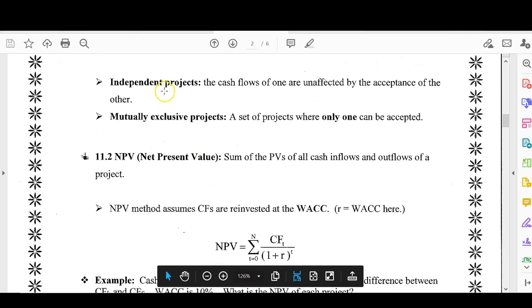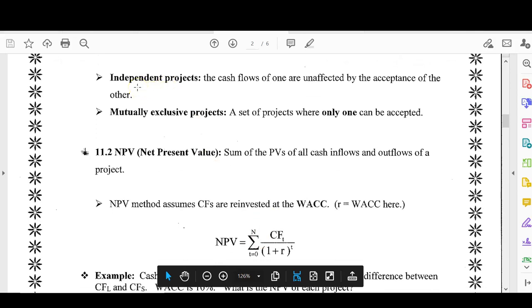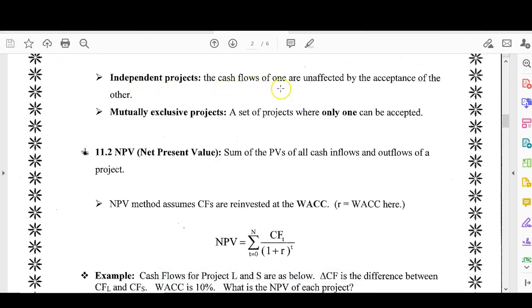And when we are looking at the projects, they could be independent, which means the cash flows of one project are unaffected by the acceptance of the other. So we can make independent decisions on each project if multiple projects are independent from each other. In the other case, if the projects are mutually exclusive, which means a set of projects where only one can be accepted, then we cannot make independent decisions anymore.